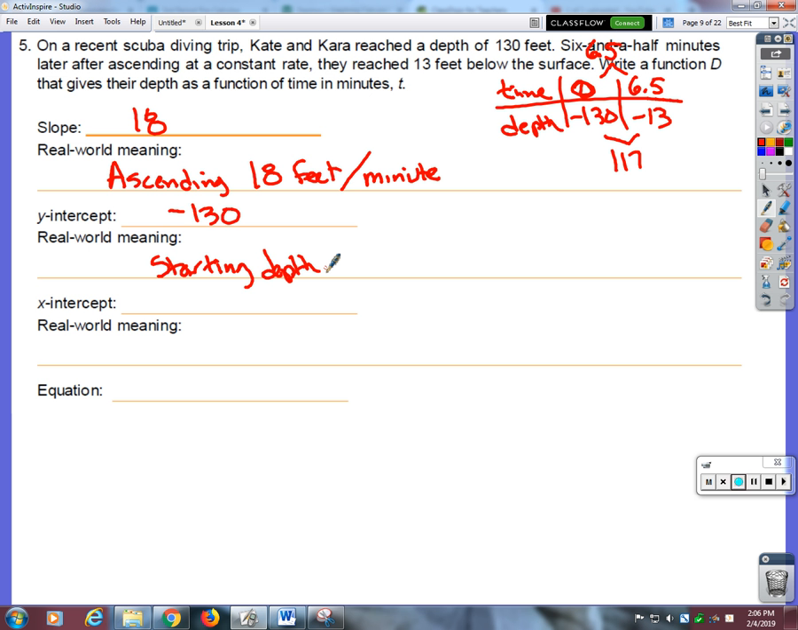what is the X-intercept? So this time the X-intercept is going to be important. Yeah, it's going to be how long it takes for them to get to the surface. They start at 130 and they're going up, so at some point they will make it to the top. If they're 130 feet below and they're going up 18 feet per minute, how long is it going to take them to go to the top? Did you go 130 divided by 18? 7.2-ish? Okay. 7.2. And the real world meaning of that is how long it takes.